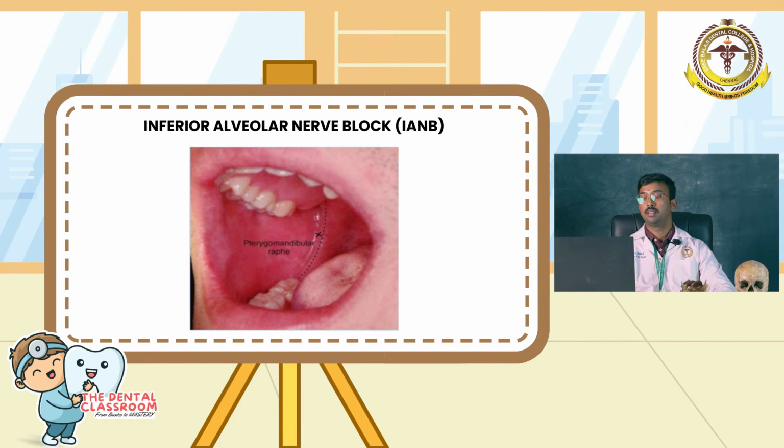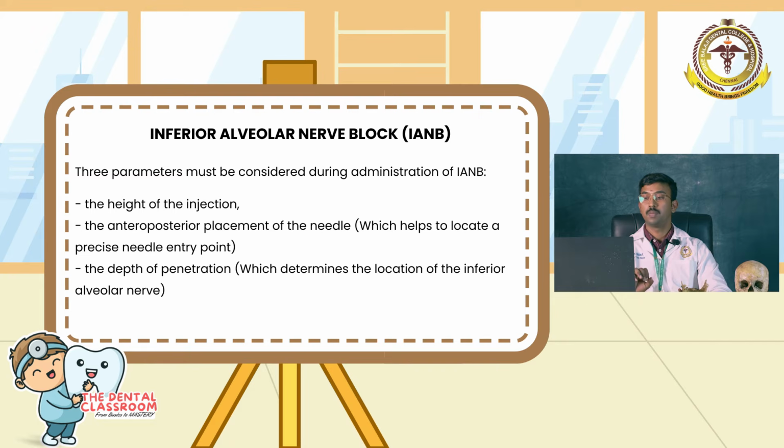So, in this picture, we can see the pterygomandibular raphe, which is a fibrous soft tissue which starts from the pterygoid plate and runs and joins the mandible near the external oblique ridge. Three parameters must be considered during administration of IANB: the height of injection, the anteroposterior placement of the needle, and the depth of penetration, which determines the location of inferior alveolar nerve.